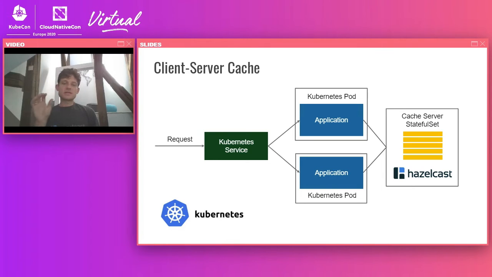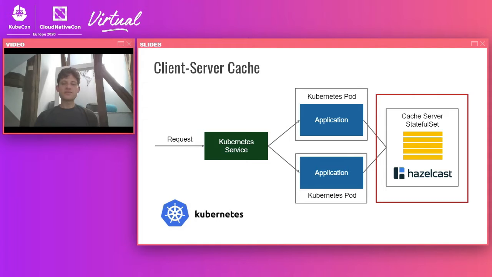Flow is like this. Request goes to Kubernetes service, it goes to the Kubernetes pod, to the application, and then application uses cache client to connect to the cache server, which is deployed completely separate from the application. And if you think for a moment, what is the difference between this diagram and the diagram from embedded cache?